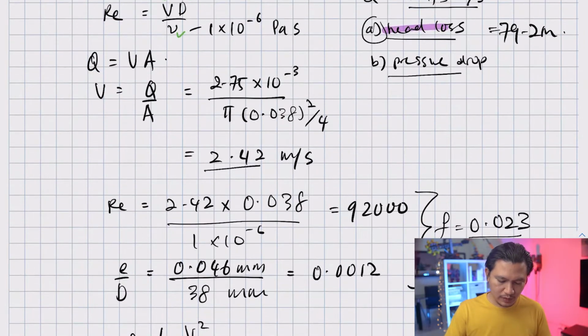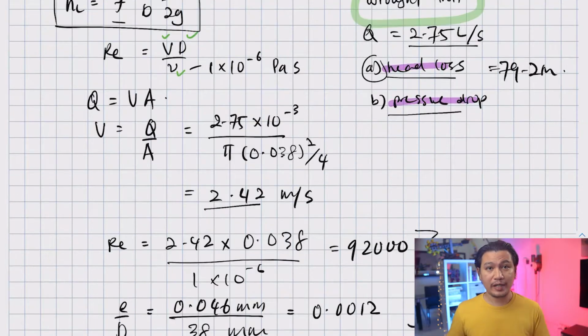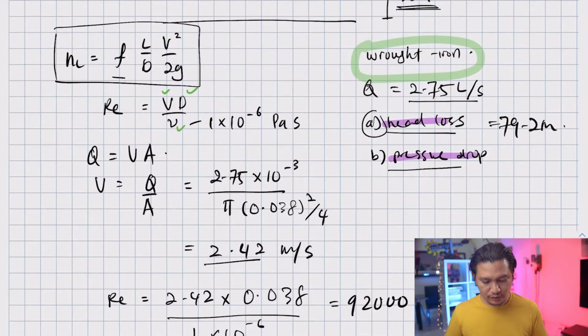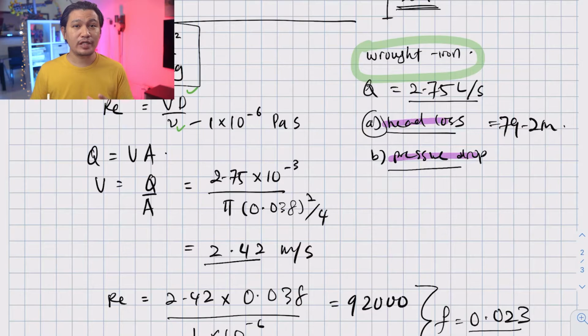So I believe now that we have solved both question A and question B. So now I hope that you can see the workflow that we have gone through in order to find the head loss and pressure drop. The key now is to find the friction factor, or f. And in order to find the friction factor, we need the Reynolds number and also we need the relative roughness. Once we have that, we use that value and find what is our friction factor using the Moody chart. And once we have the friction factor, we have the head loss, and from head loss, we can easily calculate our pressure loss.